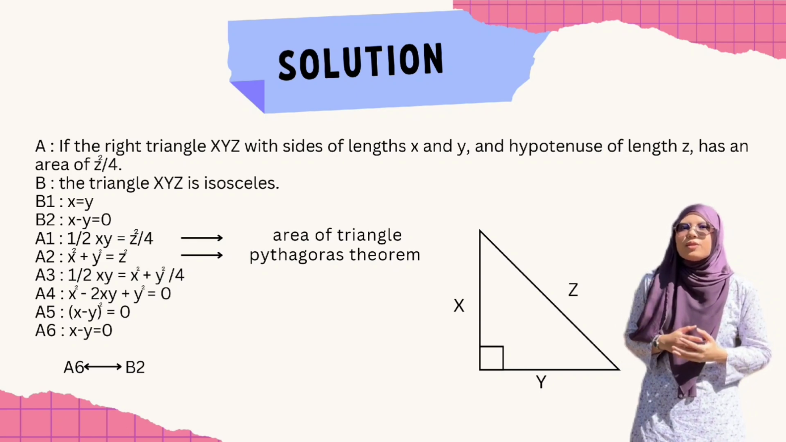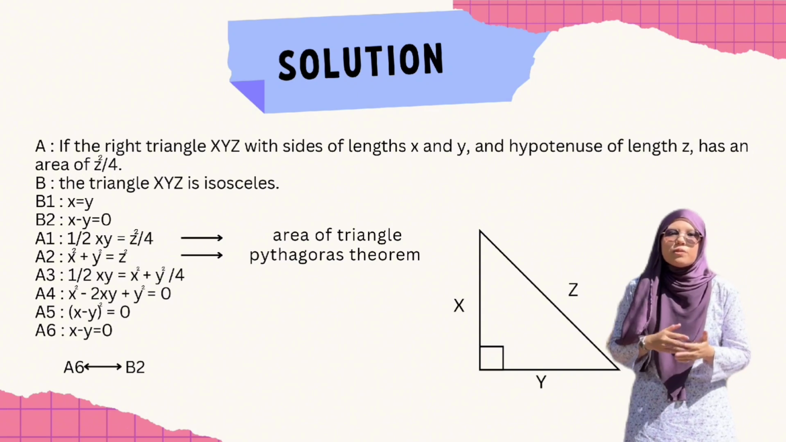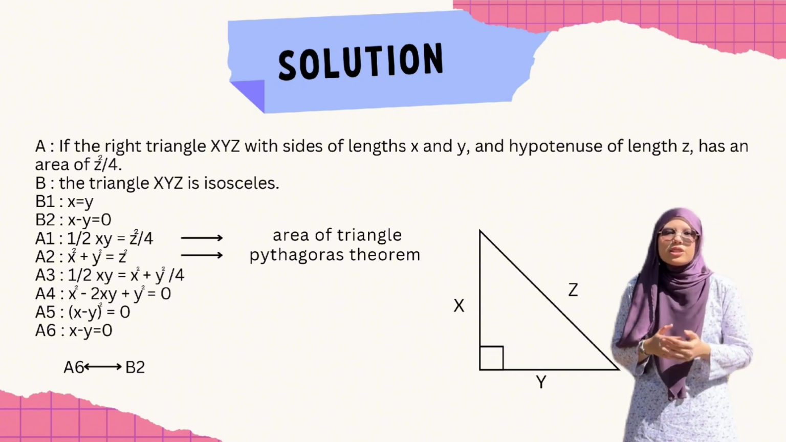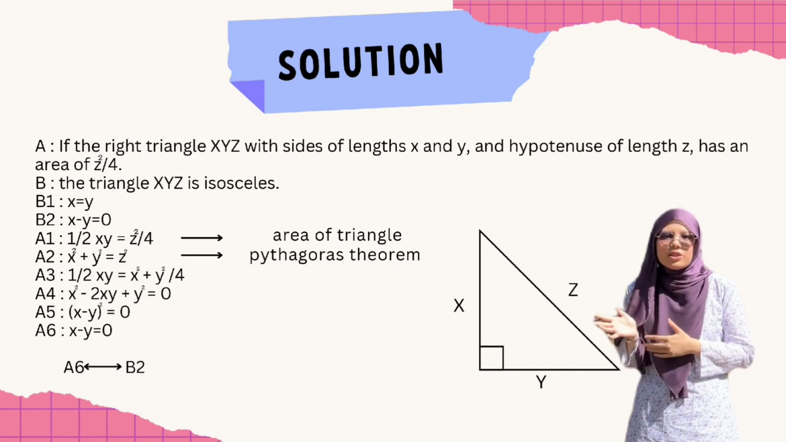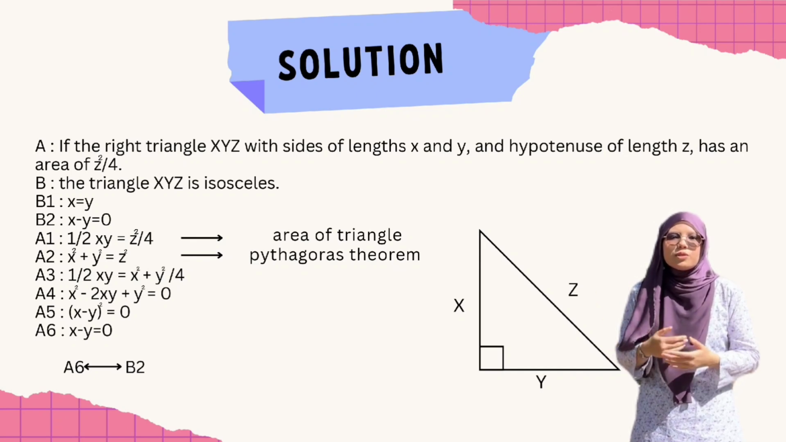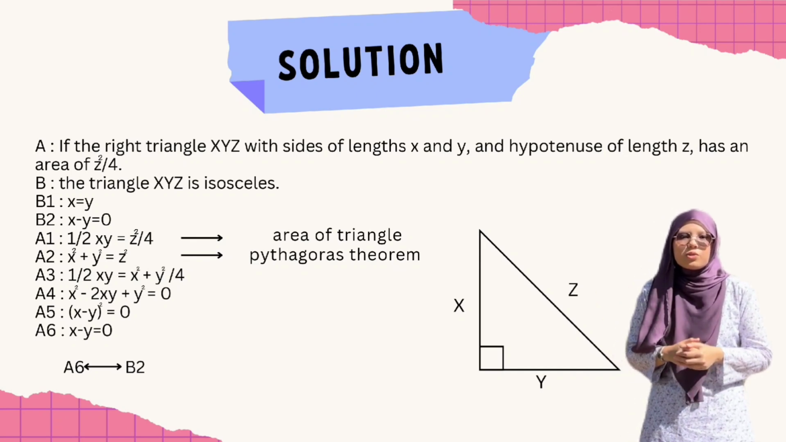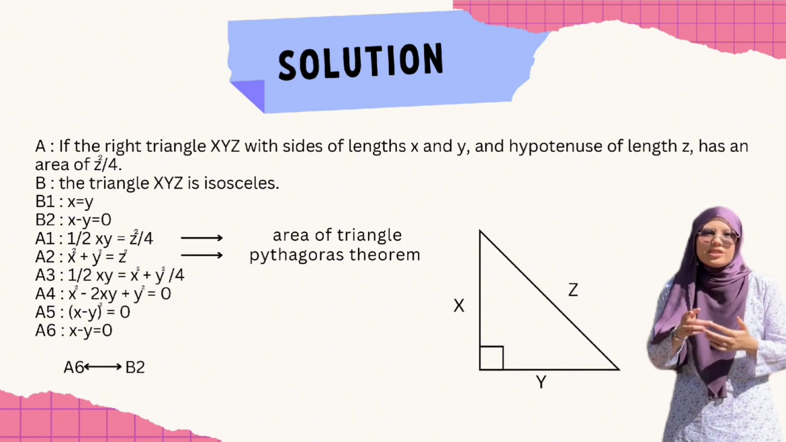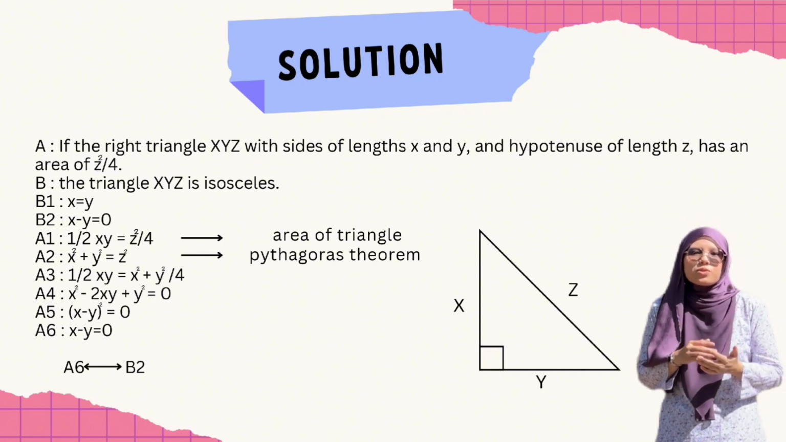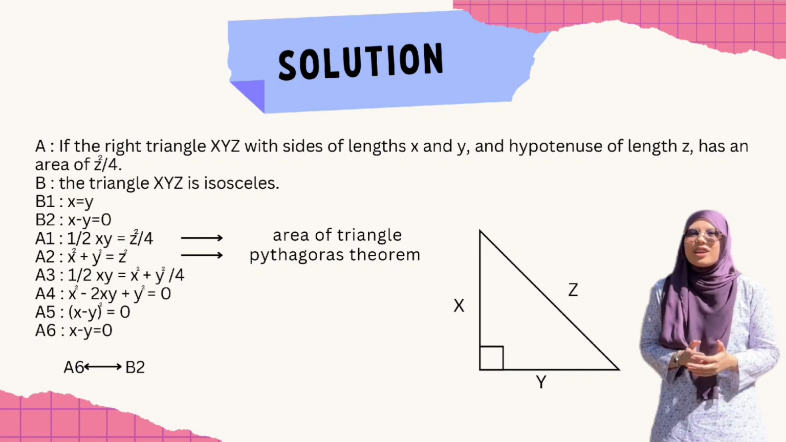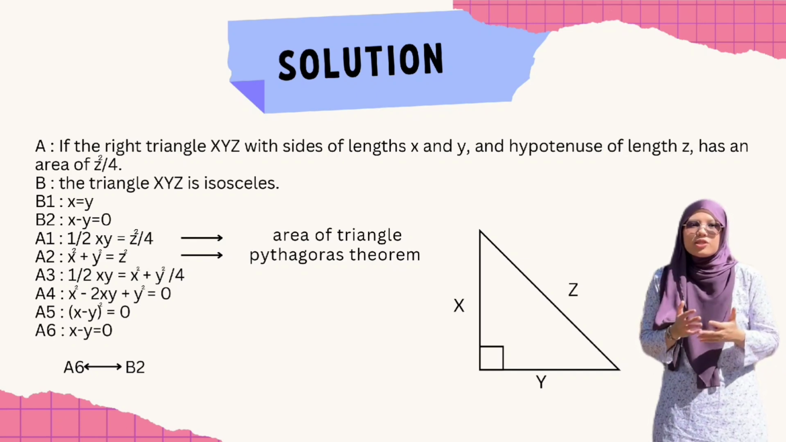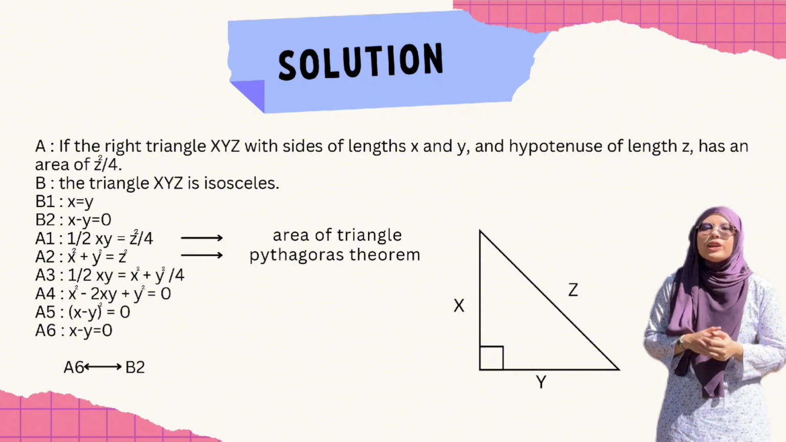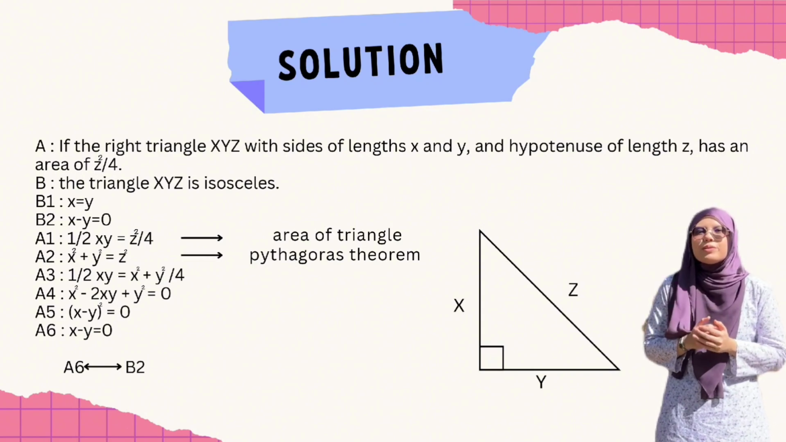Then we proceed to the forward process. In the forward process, we write 1 over 2 xy equal to z squared over 4. It is the area of the triangle. Then we move to x squared plus y squared equal to z squared. It is by Pythagoras. Then we substitute z squared equal to x squared plus y squared and do some algebra to get x minus y equal to 0. Then it is proven that statement A6 is equivalent to statement B2.